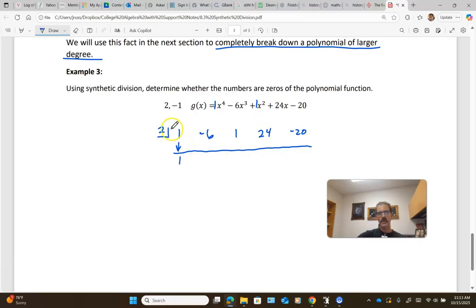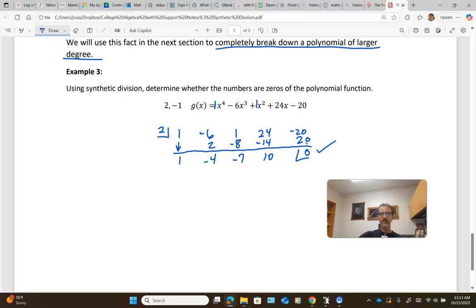So same procedure. 2 times 1 is 2. Negative 6 plus 2 is negative 4. 2 times negative 4 is negative 8. 1 plus negative 8 is negative 7. 2 times negative 7 is negative 14. 24 minus 14 is 10, and 2 times 10 is 20. So we do get a 0.